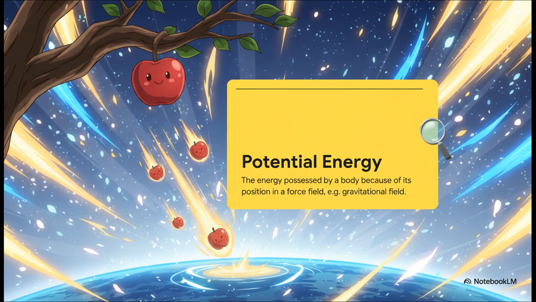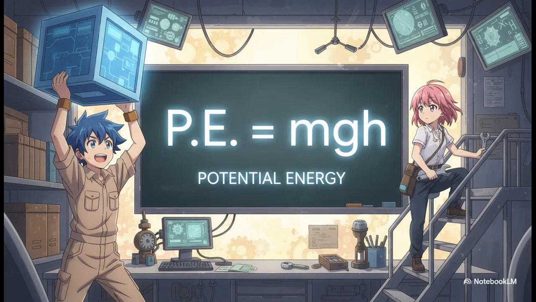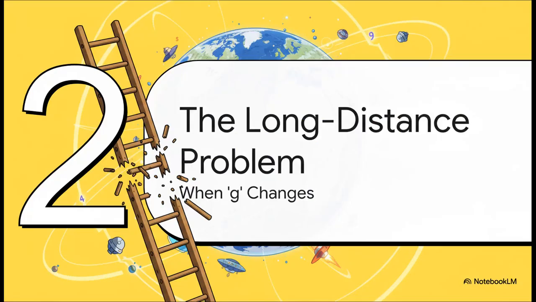Pretty straightforward, right? And for all the everyday stuff, we have this classic formula that you probably remember, PE equals mgh. It works perfectly for things like lifting a box or climbing a flight of stairs. And the reason it works so well is because over these short distances, the force of Earth's gravity is, for all practical purposes, constant. But here's the catch. That simple, reliable formula has a huge blind spot.